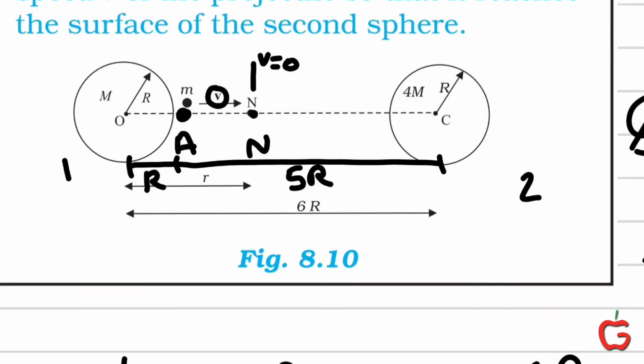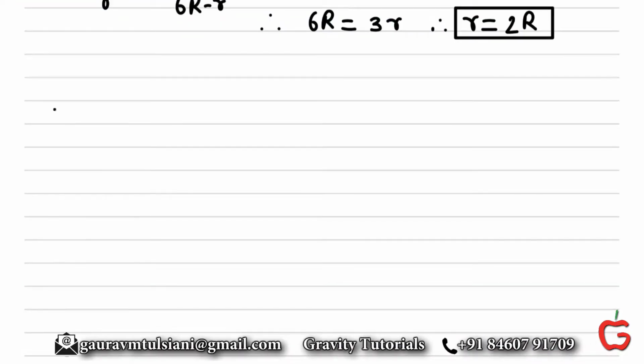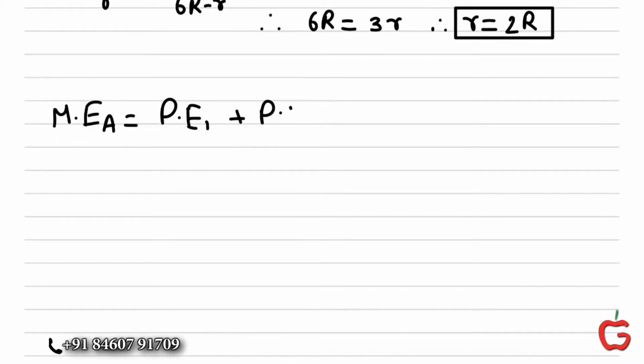So we'll do this. We'll compare the energies at 2 points. The energy at point A, that is potential energy due to both the spheres and kinetic energy, with the energy at point N. So we are going to compare energies at 2 points. So mechanical energy at point A, this is potential energy due to the first sphere plus potential energy due to the second sphere plus kinetic energy.